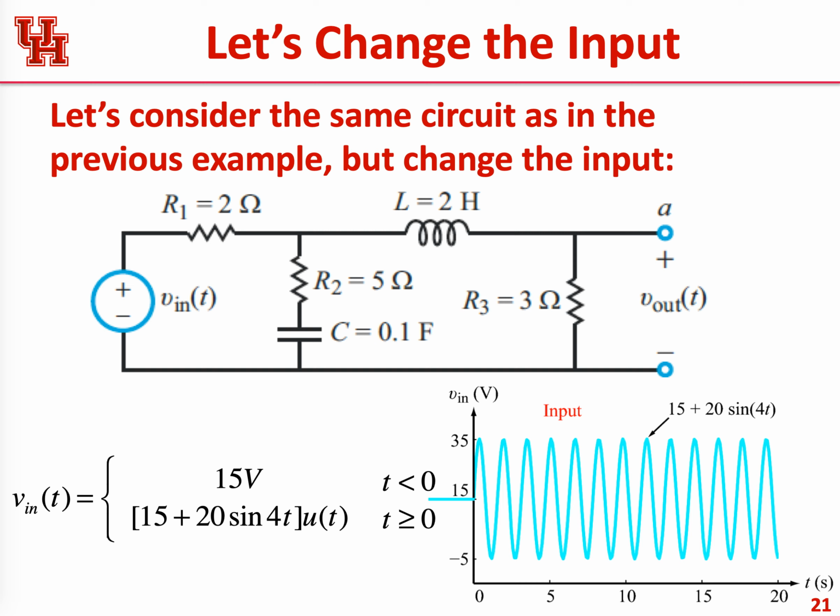So at its peak, sine is going to become plus 1, so these two numbers will add up. So the highest value is going to be at 35. At its trough, this sine is going to become minus 1, so this is going to become 15 minus 20, so this part is going to become minus 5 volts. So this voltage is going to vary between minus 5 and plus 35 volts. So it's a sinusoid.